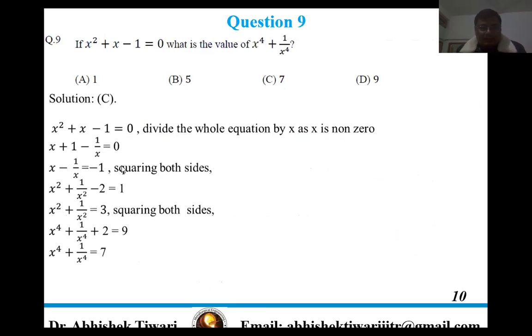We rearrange this equation: x minus 1 upon x is equal to minus 1. Square both sides, we get x square plus 1 upon x square minus 2 is equal to 1. So we get x square plus 1 upon x square is equal to 3. Then again we square this, so x raised to 4 plus 1 upon x raised to 4 will be equal to 7. So the correct answer is C.